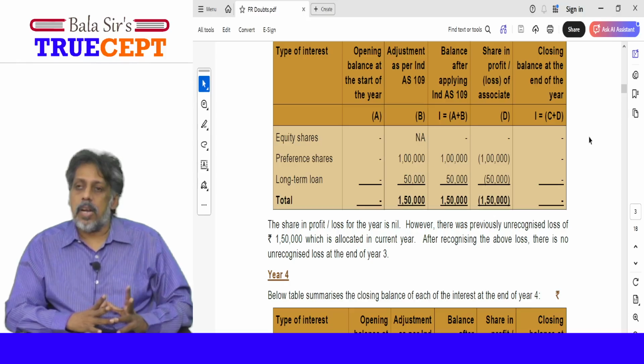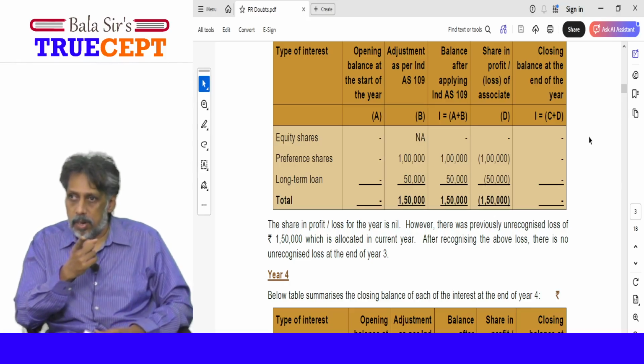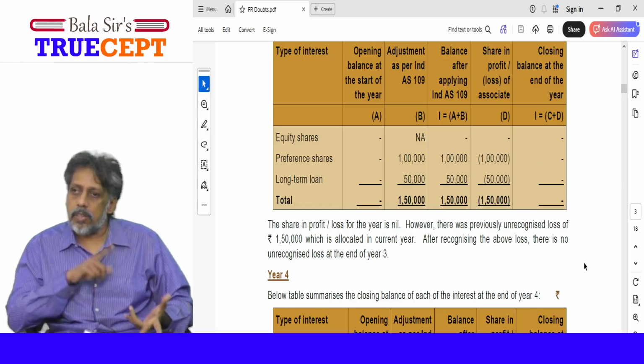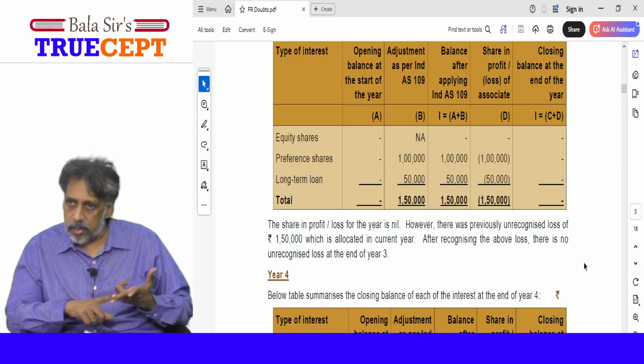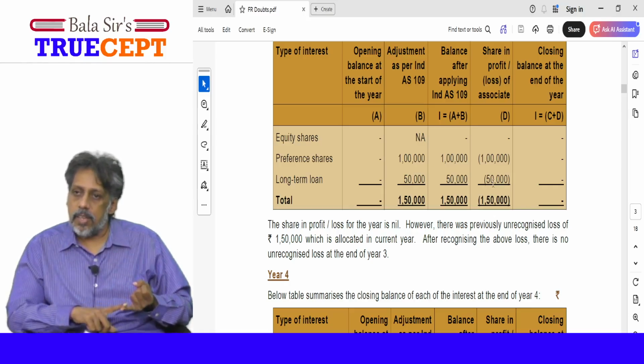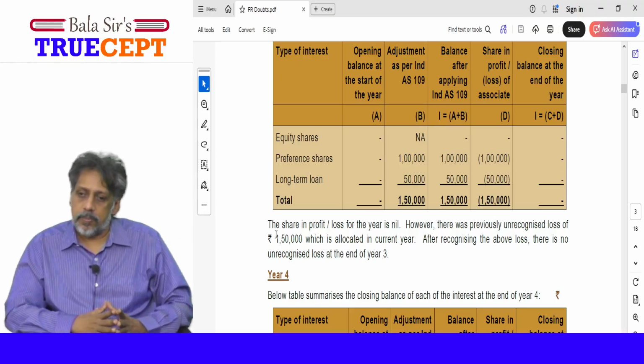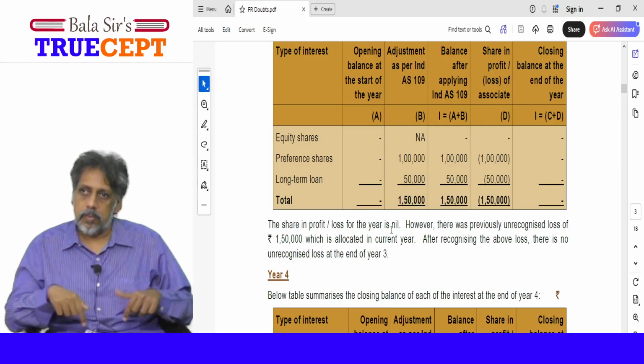The share of profit, or actually loss, will be a reversal. Negative 50,000, that is a reversal. 50,000 reversal, so it is 50,000. And what is the amount after adjusting? 50,000, right? And loss assigned? Negative 50,000. What is the closing balance? Nil. Next, the share in profit or loss for the year is nil.